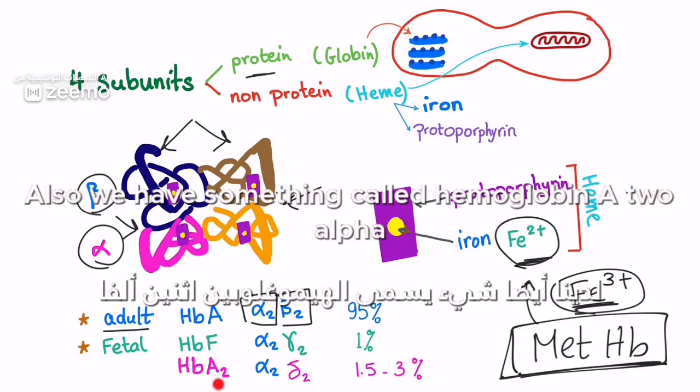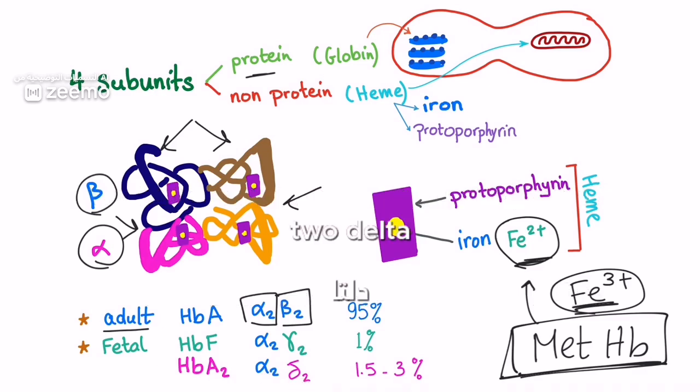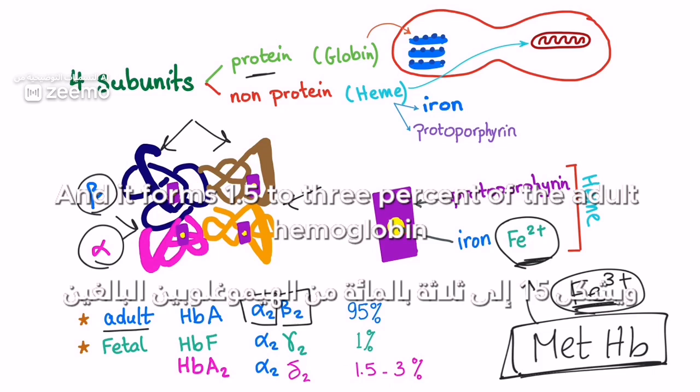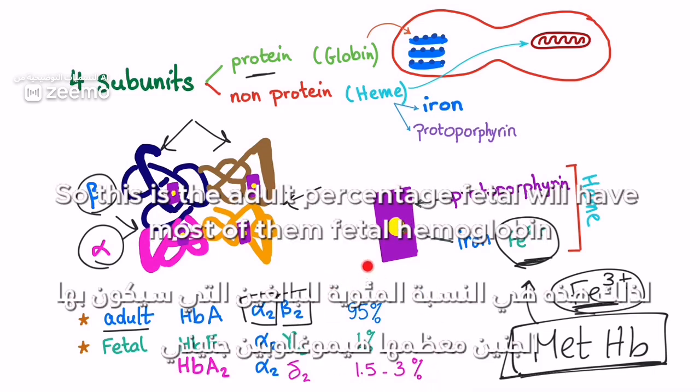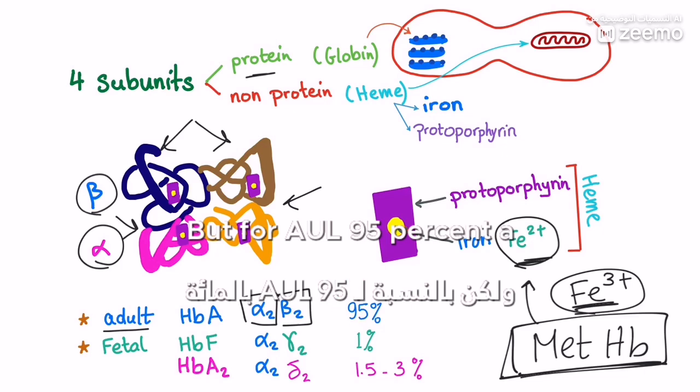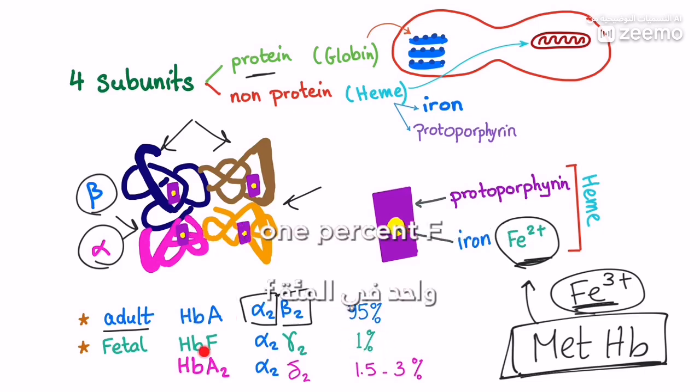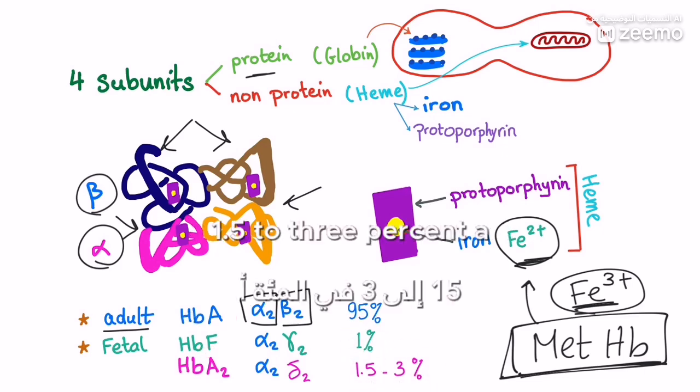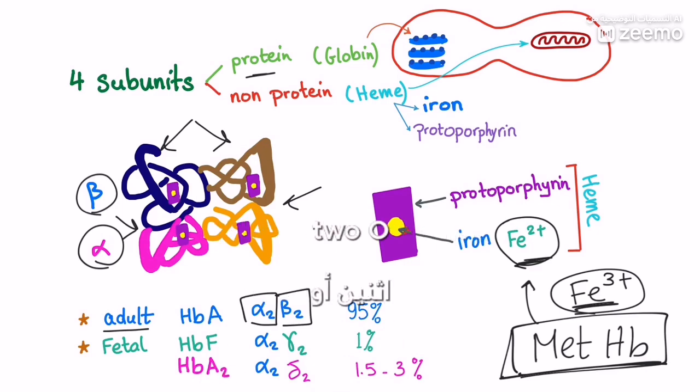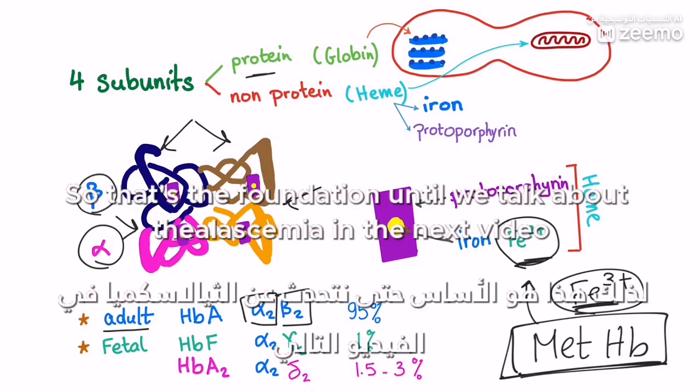Also, we have something called hemoglobin A2, alpha 2, delta 2. And it forms 1.5 to 3% of the adult hemoglobin. So this is the adult percentages. Fetal will have most of them fetal hemoglobin. But for adult, 95% A, 1% F, 1.5 to 3% A2. Okay, so that's the foundation until we talk about thalassemia in the next video.